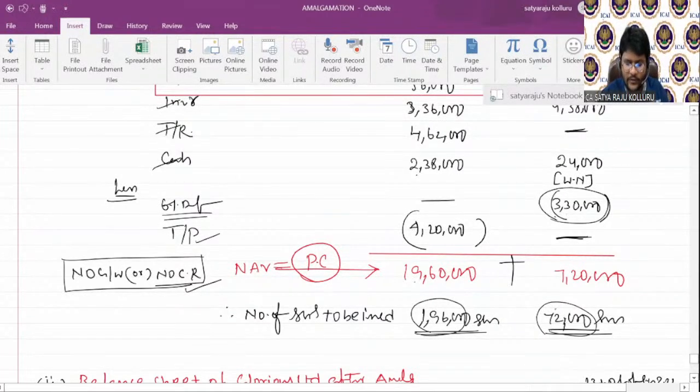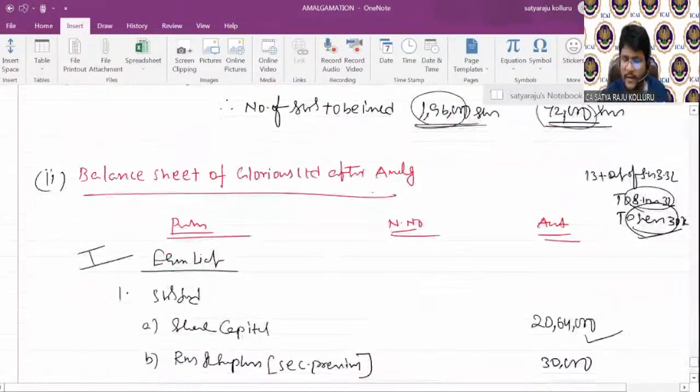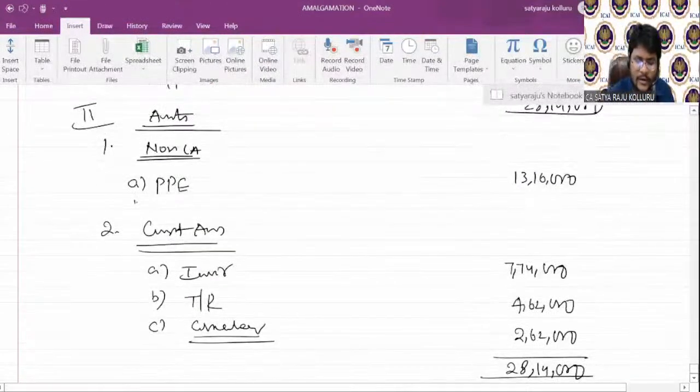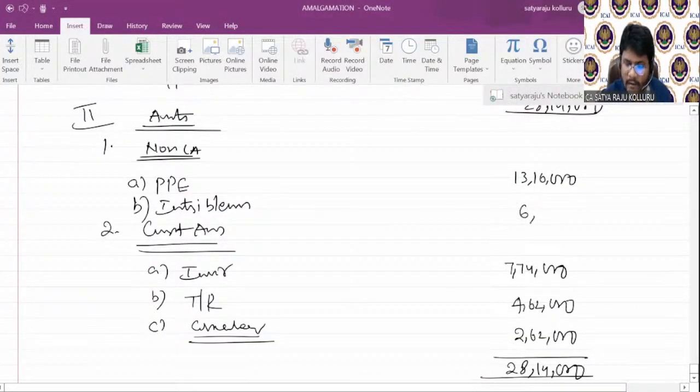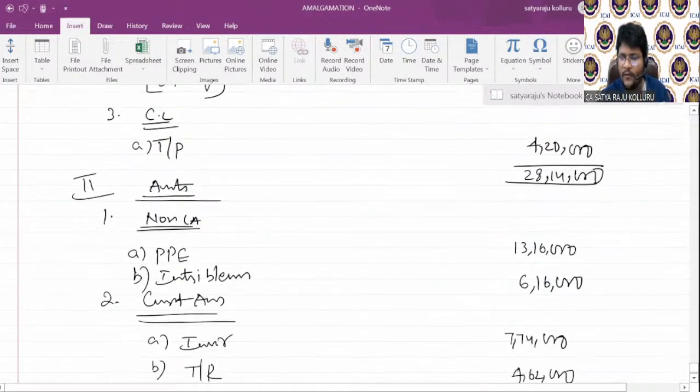Now what is the total amount of share capital? 19,60,000 plus 7,20,000, which becomes 26,80,000. Now liabilities increase, so assets also you need to increase. That is B, intangible assets. If you add goodwill of both the companies, that is 4,48,000 plus 1,68,000, total is 6,16,000. So here also you can add 6,16,000. For assets you added 6,16,000, and liabilities also you added 6,16,000.